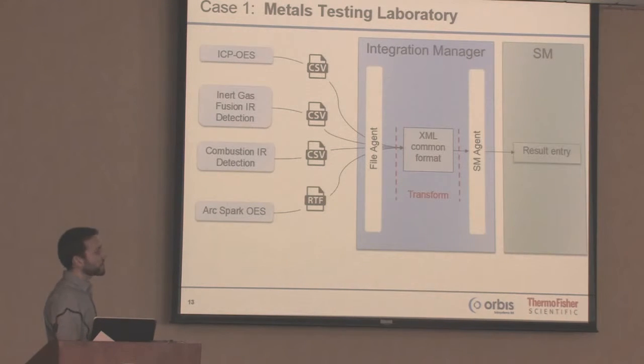Then using the Sample Manager agent within Integration Manager, we could transfer these results directly to Sample Manager. And this required zero modifications to the Sample Manager. It only required configuration of the links and null activities which are already there. Okay, so this is an example of the one-way integration that was carried out.